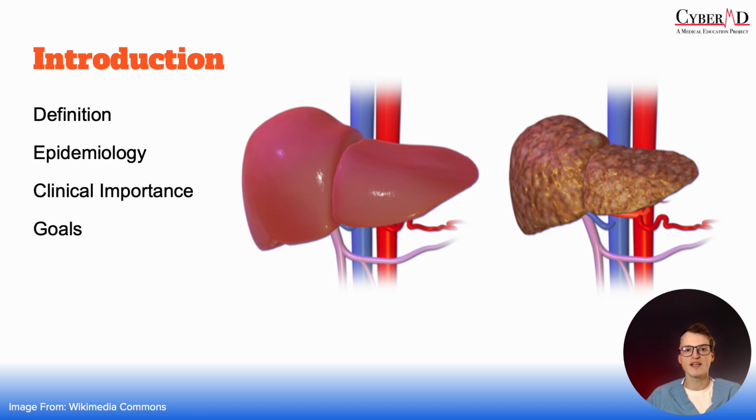The liver does so many things in our body. So if we have significant loss of liver function, there's going to be some pretty poor outcomes from that. If we turn to the epidemiology of cirrhosis, it's important to recognize that this has a global impact.